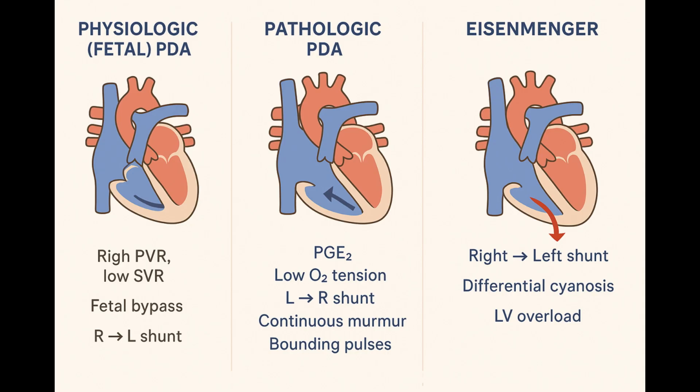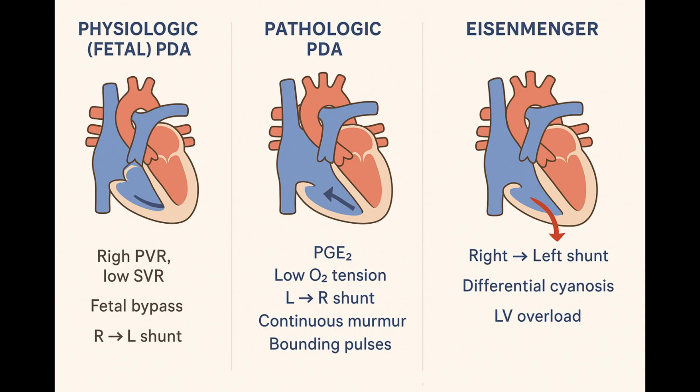Postnatally, pressure in the aorta is higher than the pulmonary artery, so you get a continuous L-to-R shunt from the aorta into the pulmonary artery. Which puts a volume load on the left side of the heart. The blood recirculates through the lungs, comes back to the left atrium, left ventricle, which have to pump extra volume. LV volume overload. And the physical exam here is pretty unique, right?